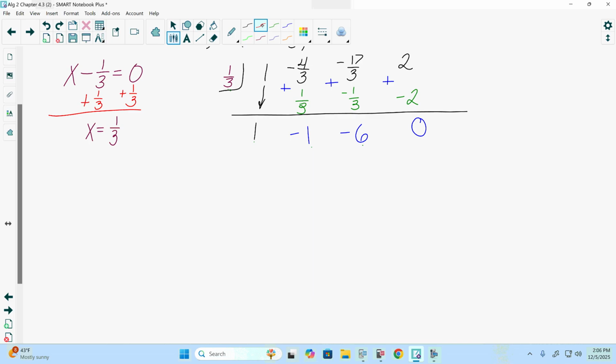Since we divided by a degree 1, only the last number under the line is the remainder. Our numbers next to it, the -6 would be our constant term. The -1 next would be our x, and then our 1 would be x squared. Telling us that our answer is x squared minus x minus 6.